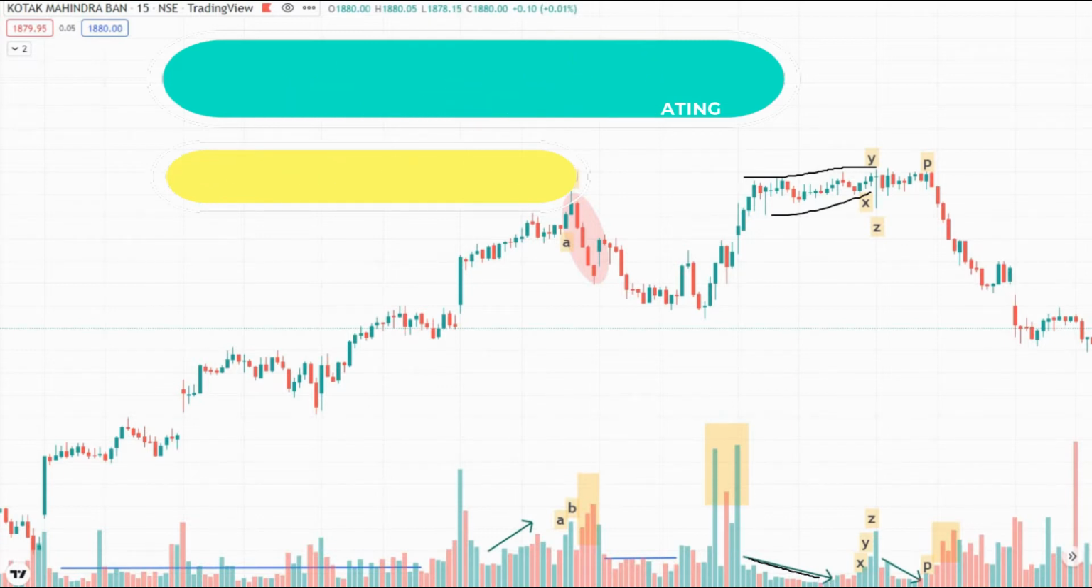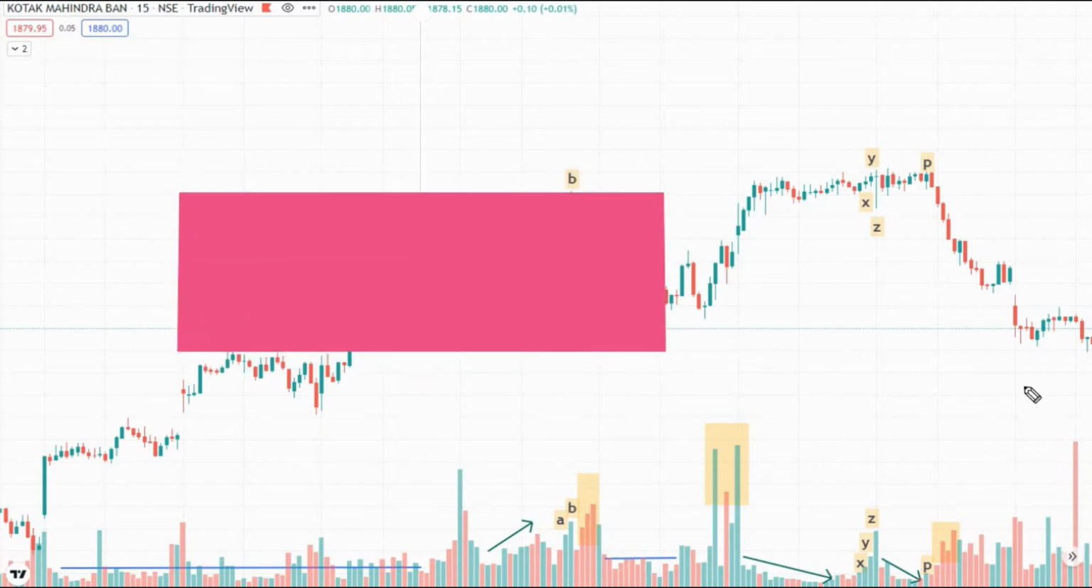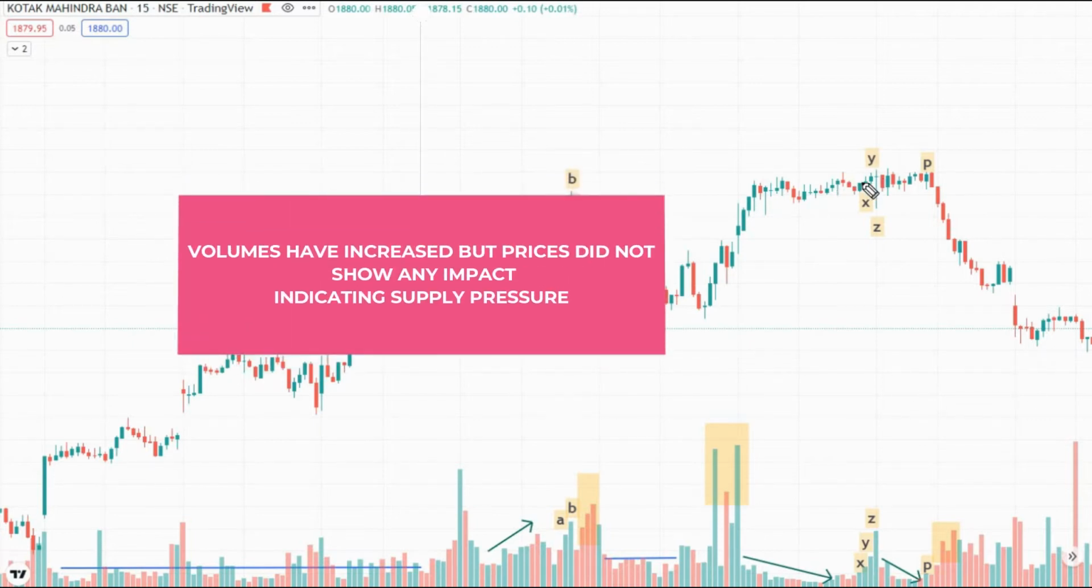Now compare these three candles with the volume. Okay, here there was a surge in the volume, but prices haven't moved up aggressively towards the upside. So what is this indicating? So this is indicating a divergence. Okay, there is price and volume divergence. The volumes have increased, but the prices haven't gone anywhere.